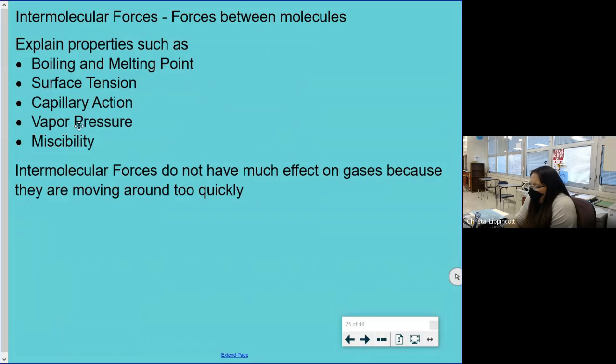Did we talk about, I don't think we talked about vapor pressure, and we didn't talk about miscibility. We need to talk about those. We didn't talk about capillary action either. Did we? I need to talk about that. We talked about surface tension. We talked about melting and boiling point. An increase in IMFs means an increase in these.